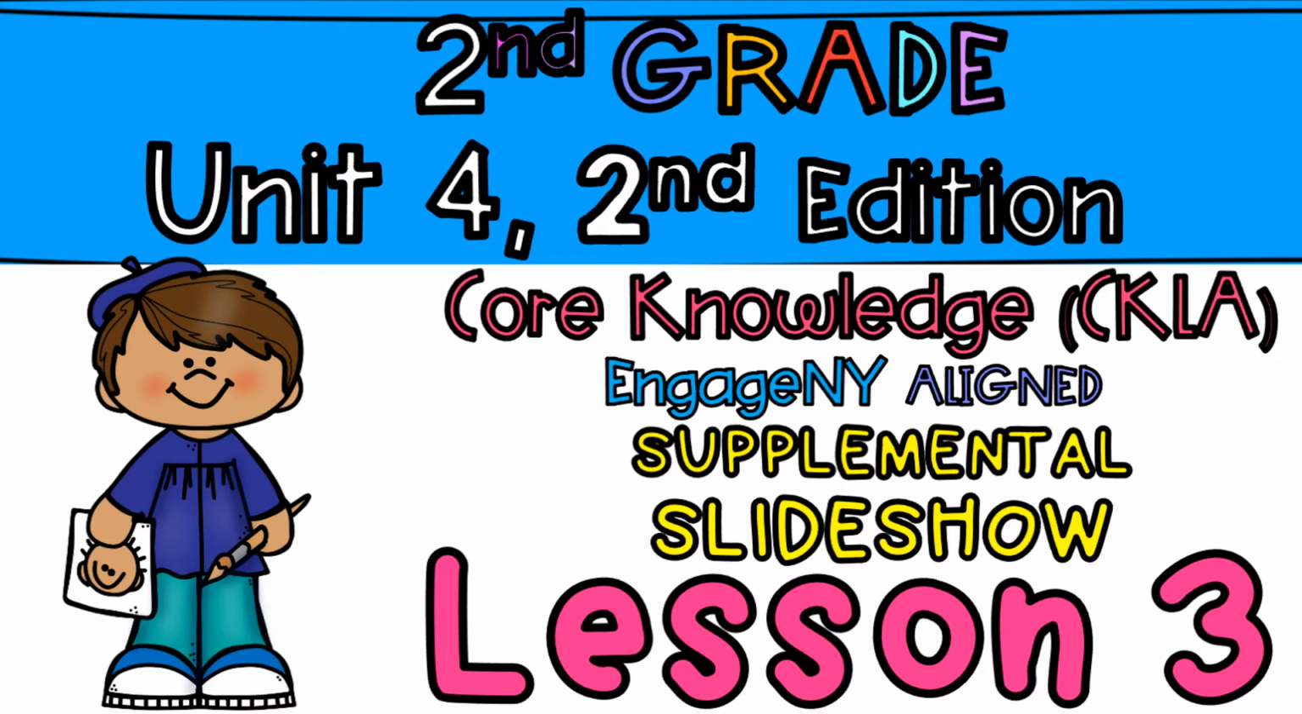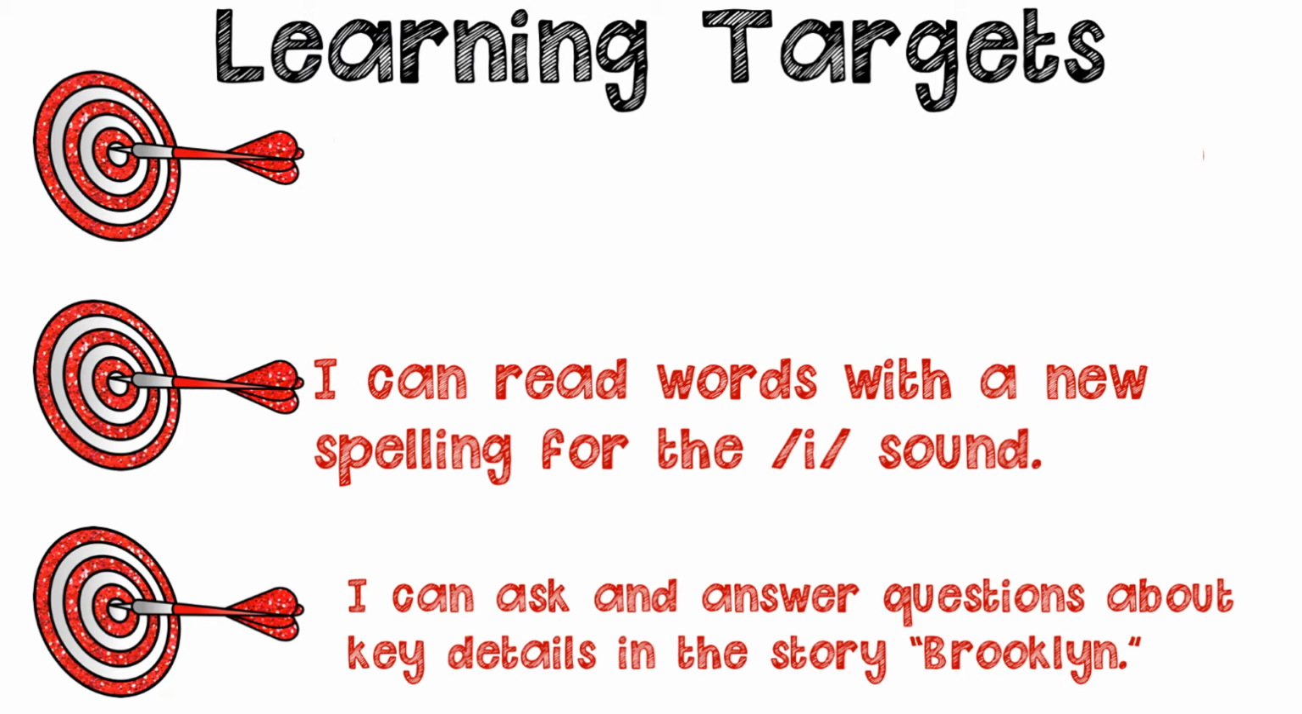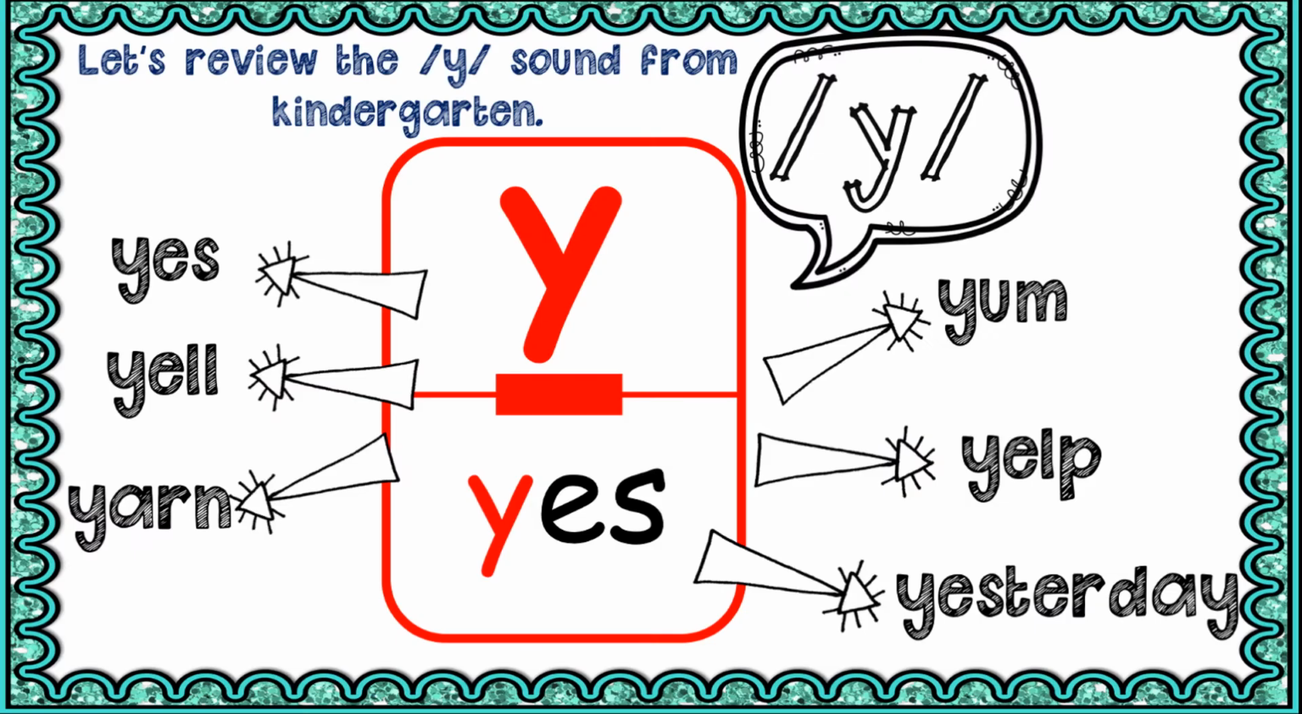Welcome to Unit 4, Lesson 3 of CKLA Skills. Today, our learning targets are to read words with a new spelling for the I sound. I can ask and answer questions about the key details in the story Brooklyn. So we're going to read for fluency and we're going to read for comprehension.